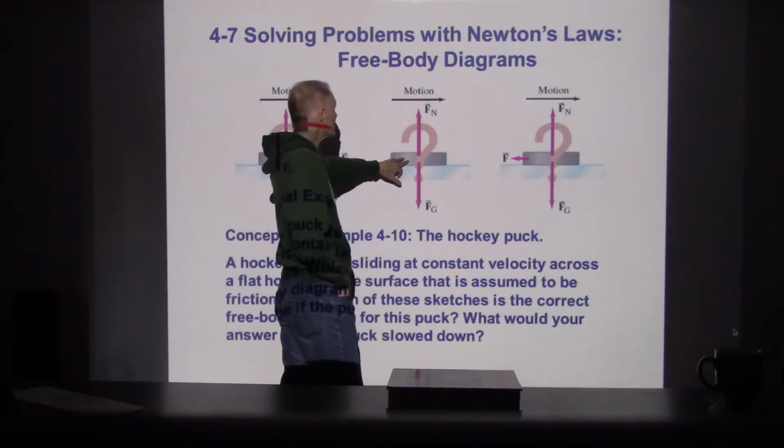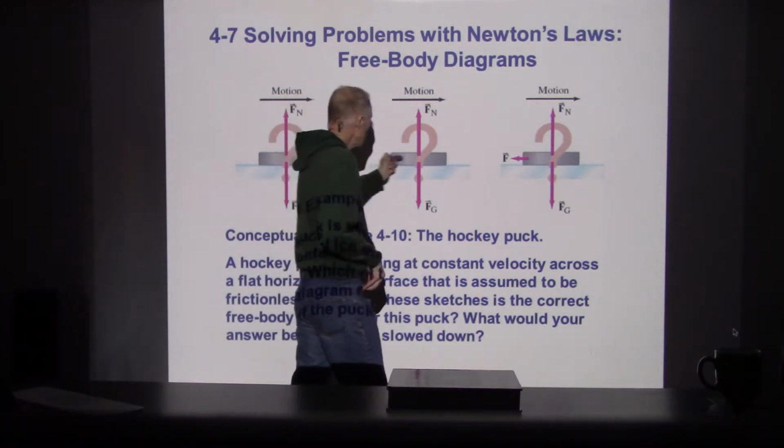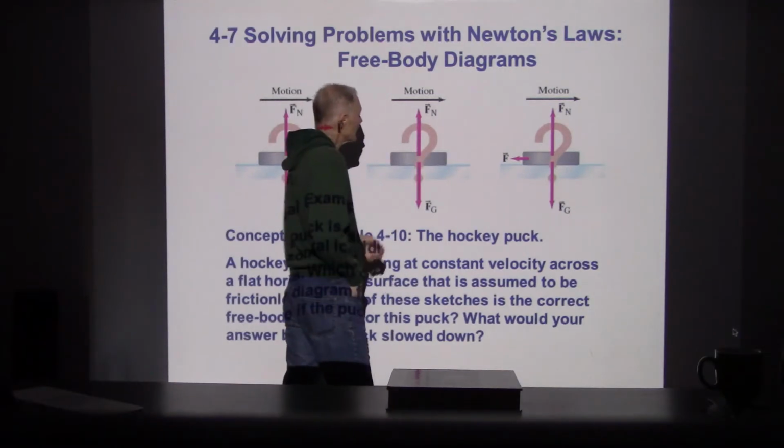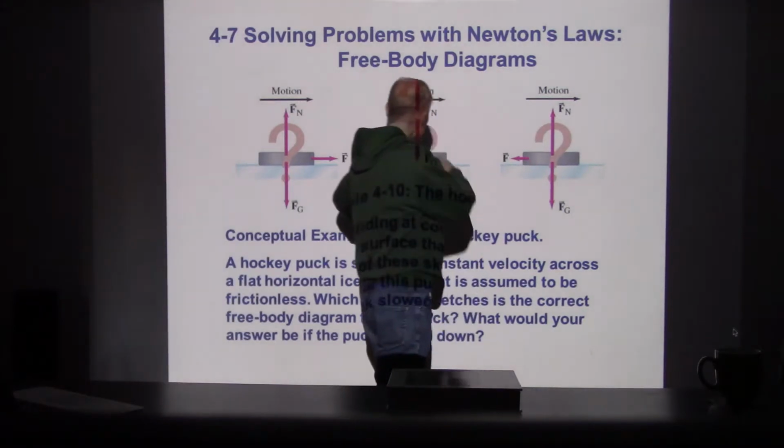This looks like the right picture. The hockey puck's going across. There is no friction, so there's no need to maintain a force to keep it moving at a constant velocity. And then here, slowing it down, I think it's the one in the middle.